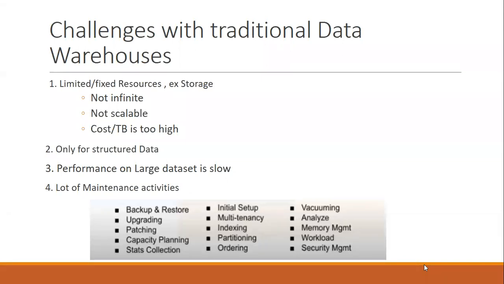Next we will be seeing some of the challenges we faced in the case of a traditional data warehouse. The first point was limited and fixed resources. Let's say, for example, storage. For a traditional, on-premise data warehouse, you have to install all those things. You have to do capacity planning, how much storage you are going to use, because in the case of on-premise, bringing in and installing servers is not a small job.